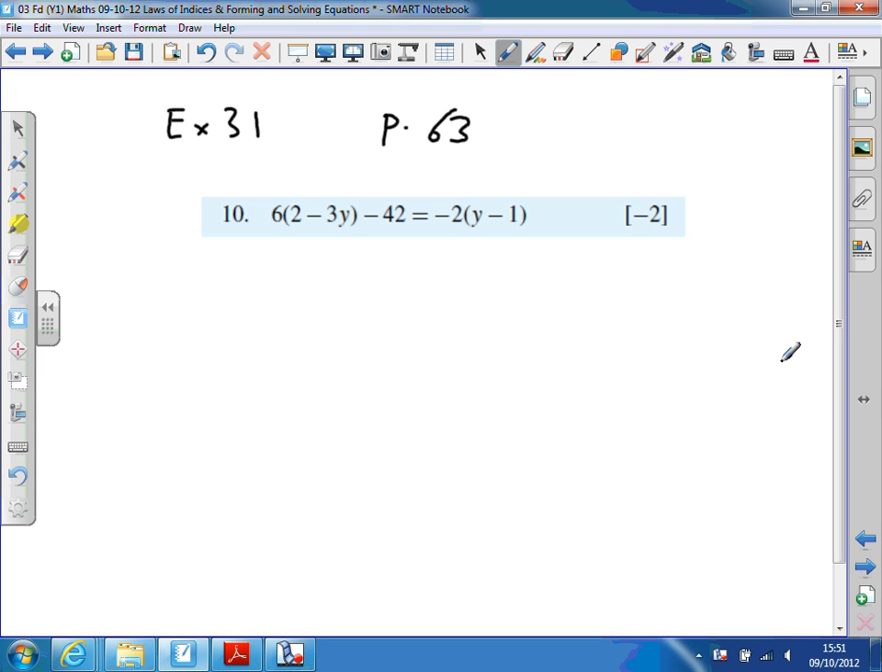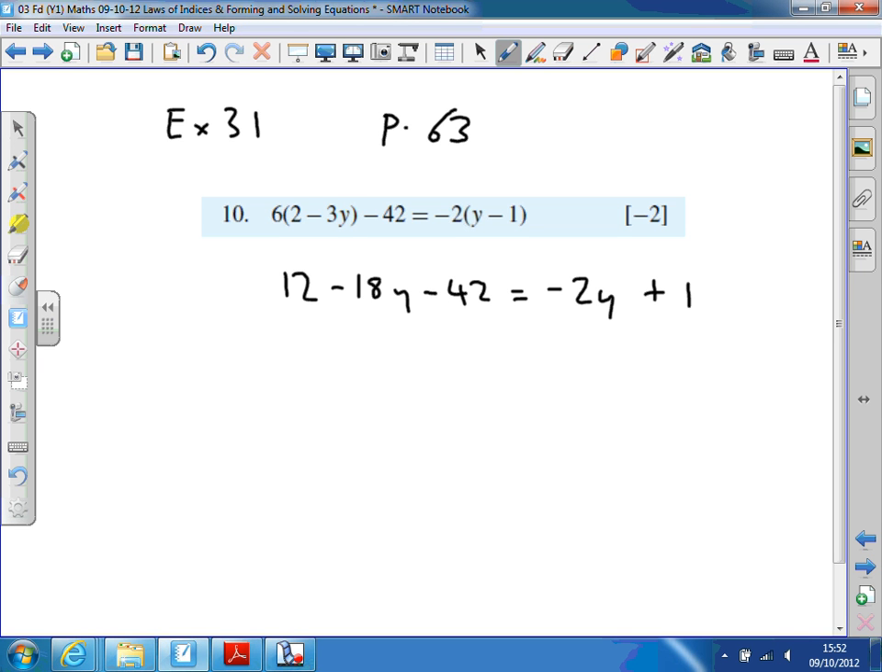So I'd get 6 times 2. Remember, multiplying out the brackets means that every term inside the bracket has to be multiplied by what's outside. So 6 times 2 is 12. Minus 6 times 3 is 18y. Minus 42 equals minus 2 times y is minus 2y. But then be careful here, because minus 2 times minus 1 is plus 2. So that's the first thing, multiplying out the brackets. Beware of signs, the double negative.